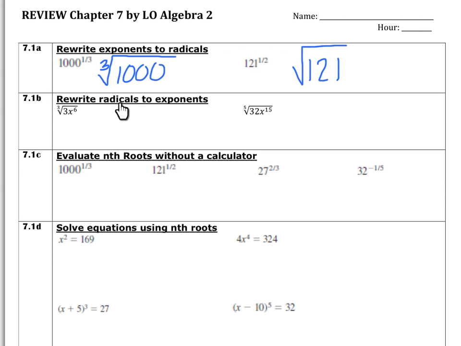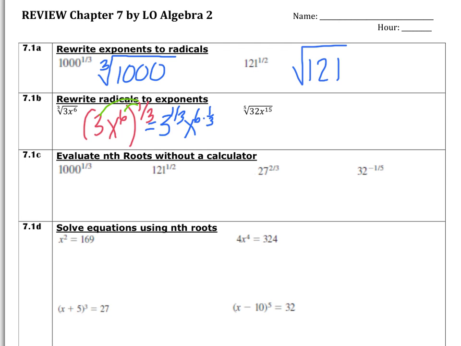7.1b wants us to rewrite radicals to exponents. This right here is the cube root of 3x to the 6th power. So what we would do is write it as 3x to the 6th power and do the 1/3 power. Now here you have to be careful because one thing we know is the property of exponents, this 1/3 power can be distributed to both. So we do want to actually do that and simplify. This would be 3 to the 1/3. This would be x to the 6th times 1/3.